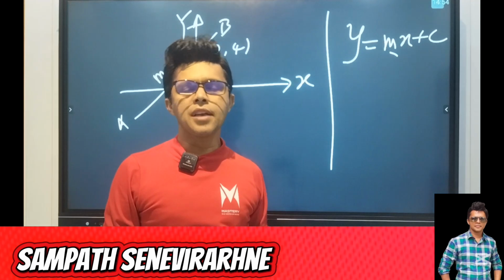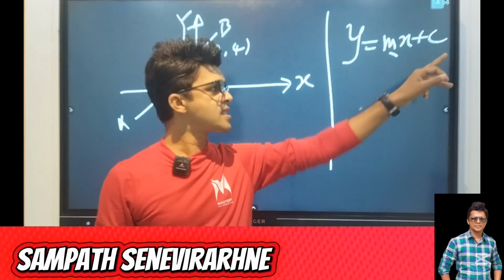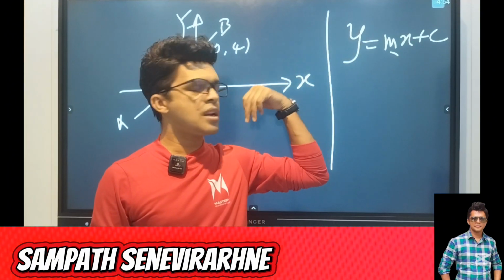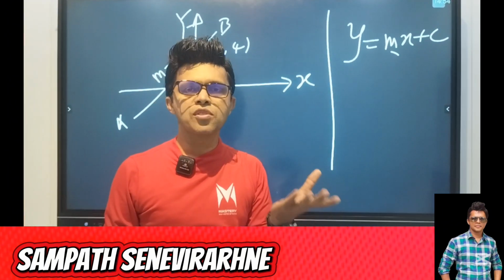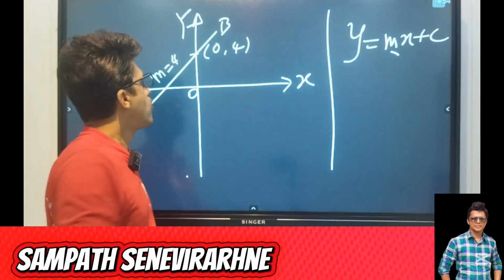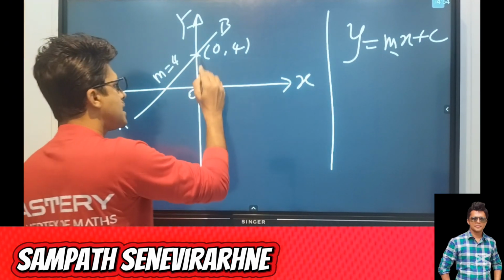Really, what is m here? M is the gradient. It has given that m equals 4. In order to write the equation of AB, we have to get the values of m and c. So m has given that 4. What's the value of c here? Really, c is this value.